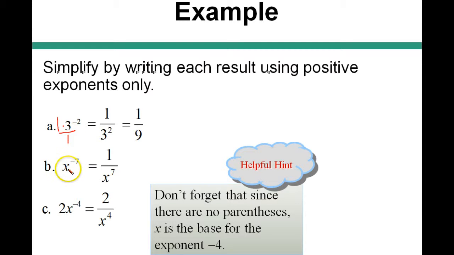And x to the negative 7, bringing that down. Now here they're giving us a helpful hint. What is the base here? The base is only the x, not the 2. So the 2 stays in the numerator, and just the x to the 4th goes down. And when it crosses that division bar, it changes its sign.